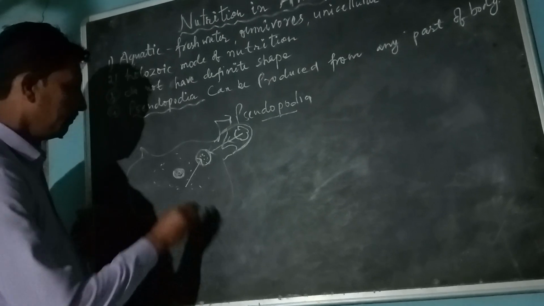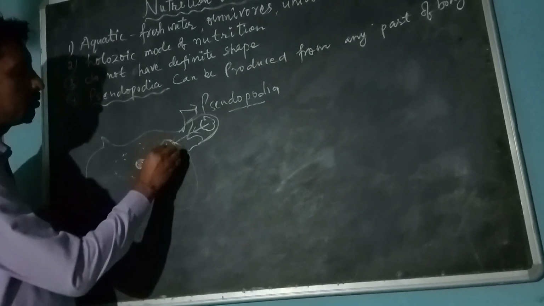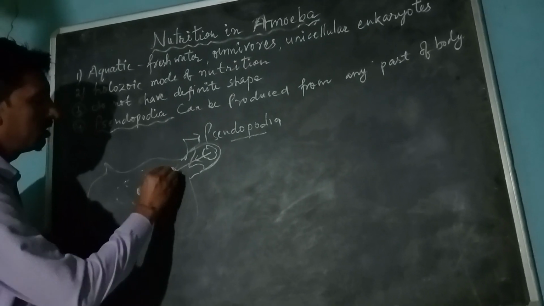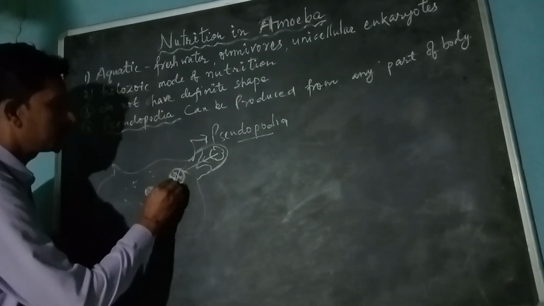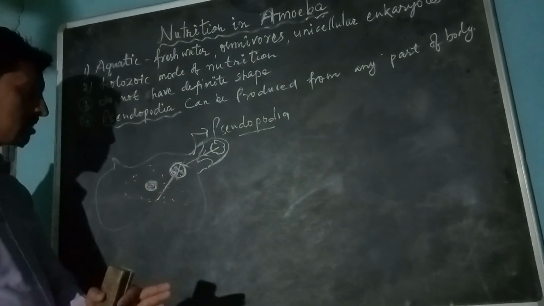Okay. After that, when the digestive enzyme enters here, the solid or complex food substances will be broken down in the food vacuole. That means digestion will be completed inside the food vacuole. That is the step of digestion.